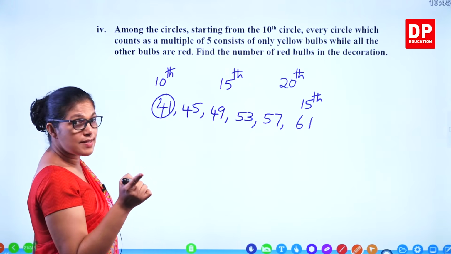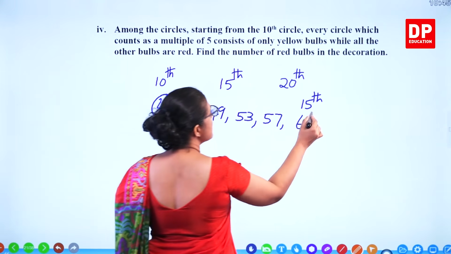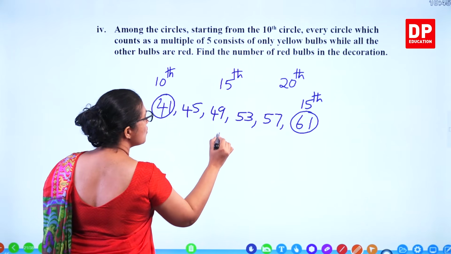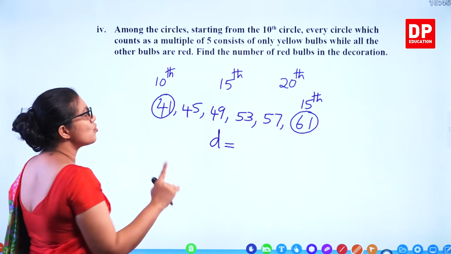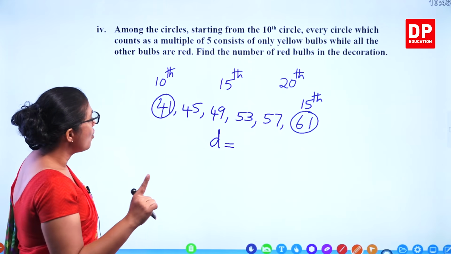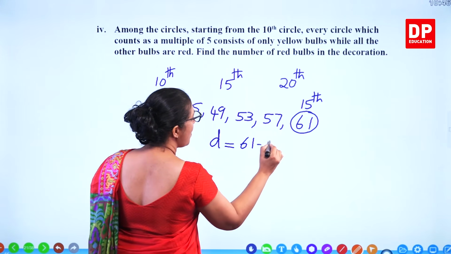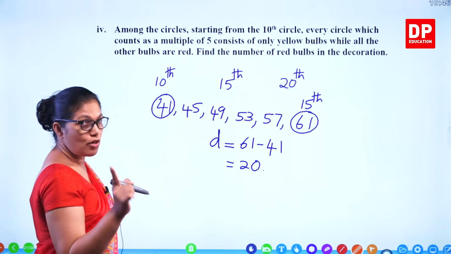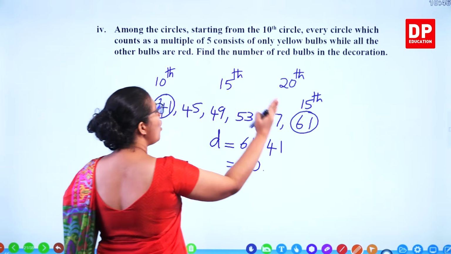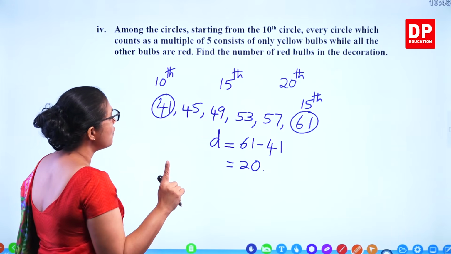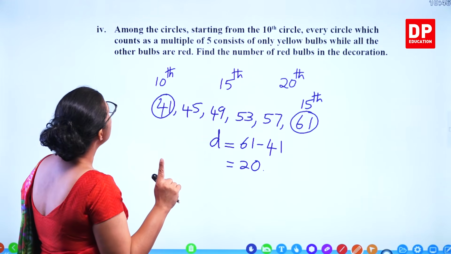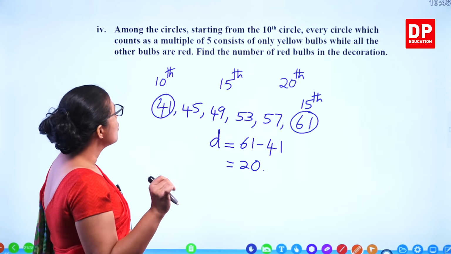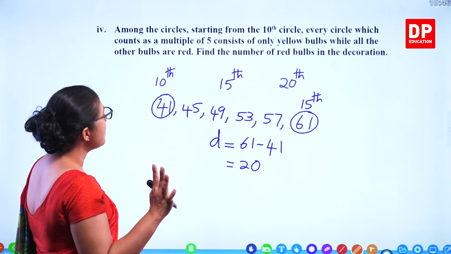So what is the difference now? This is 61, this is 41. So the difference between these two terms is now 20. 61 minus 41, 20. So this is another progression, not the same. This is about yellow bulbs, so the difference is 20. Now we need to find the total number of yellow bulbs. So how many full circles are there?